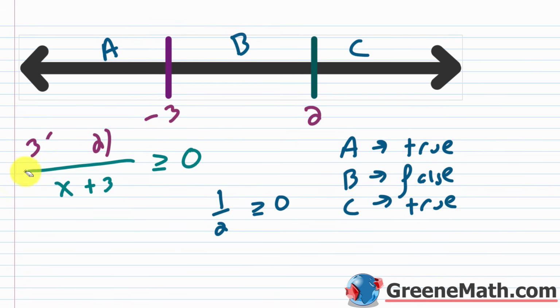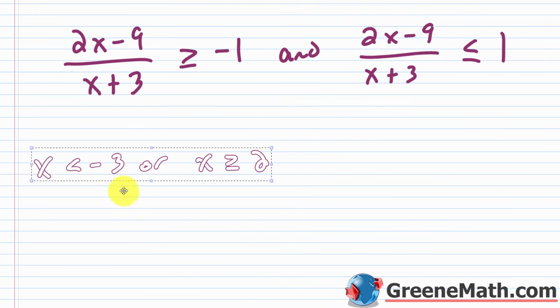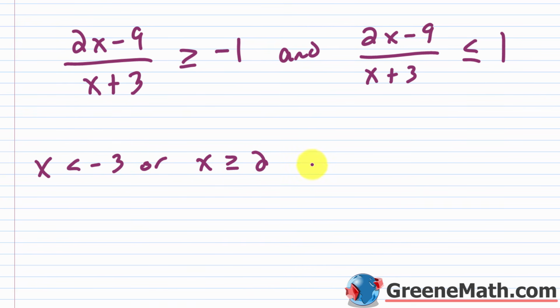Okay. We're going to get rid of this. And I want you to recall that 2 is part of the solution, but negative 3 is not. So we're going to say that in region A, things are going to work, but negative 3 is not included. So x is strictly less than negative 3. Then or, in region C, things are going to work, and 2 is included. So x is greater than or equal to 2.